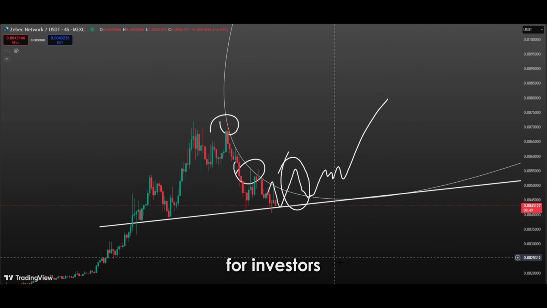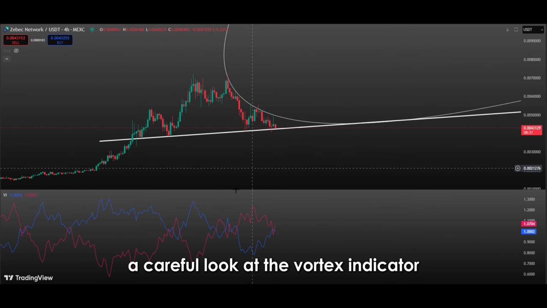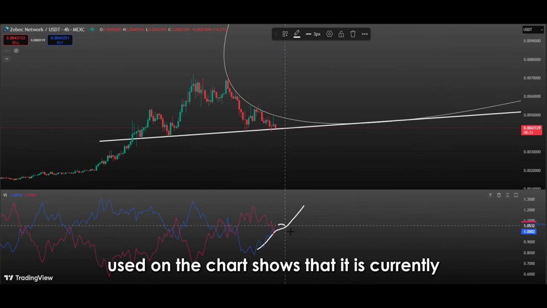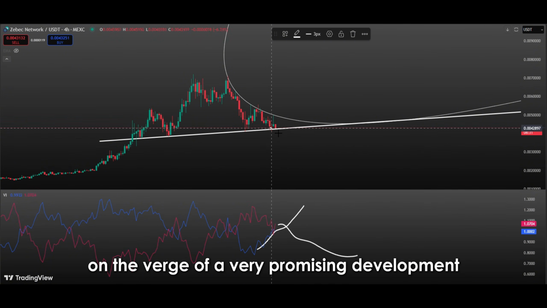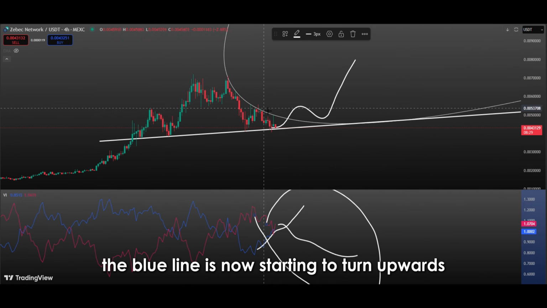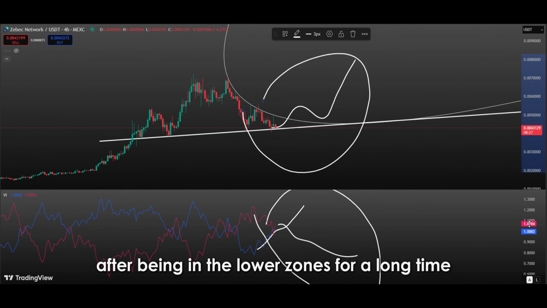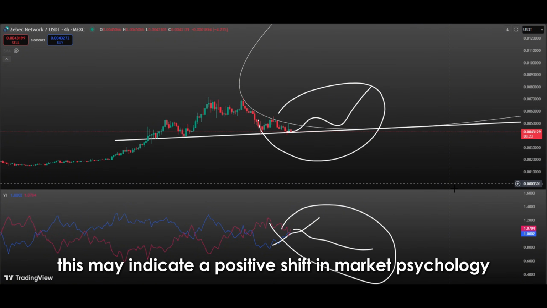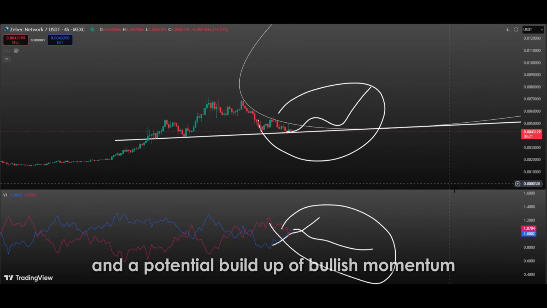Such a scenario would present an extremely positive outlook in terms of technical analysis, and could open the door to new opportunities for investors. A careful look at the vortex indicator, one of the key technical analysis tools used on the chart, shows that it is currently on the verge of a very promising development. The blue line is now starting to turn upwards after being in the lower zones for a long time. This may indicate a positive shift in market psychology and a potential buildup of bullish momentum.